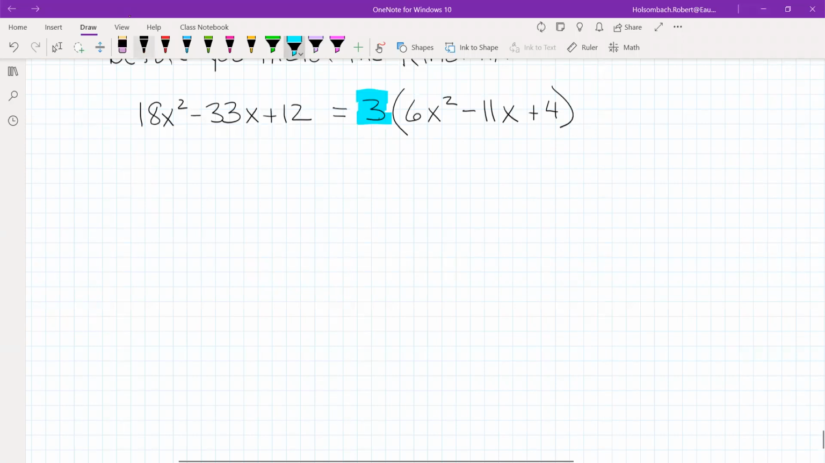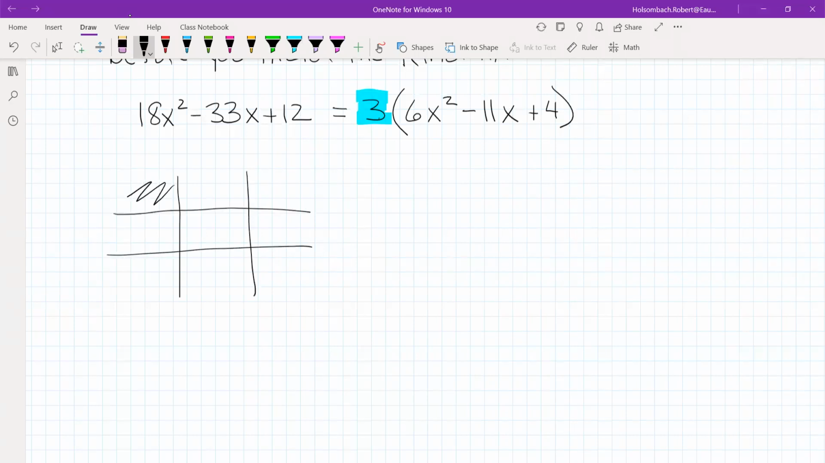Okay? So we're going to build our table. And for 6x squared, we got factors of 1 and 6 and 3 and 2. I'm going to try the 3x and the 2x. And we've got factors of 4 and 1 and 2 and 2. And I'm thinking the 2 and 2 because 2 times 2 is 4 and 2 times 3 is 6. That doesn't work, does it?